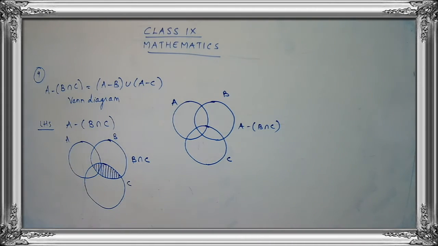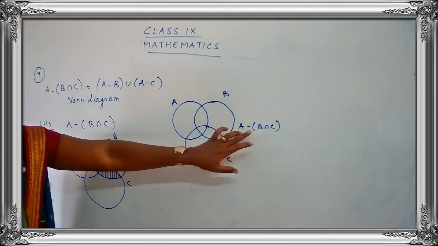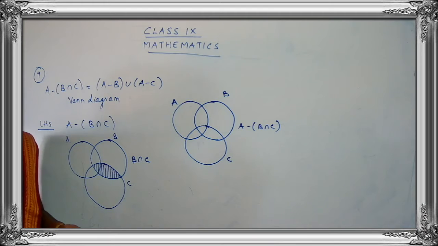Okay. I hope you are ready with the first part. Shall we go for the second one, children? Okay. Now come to the second one. A minus B intersection C.